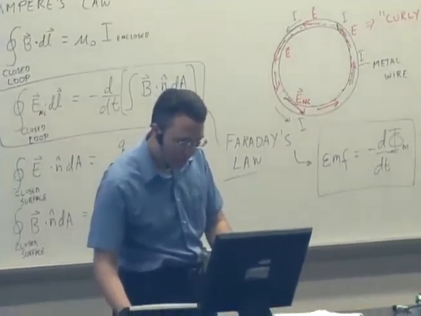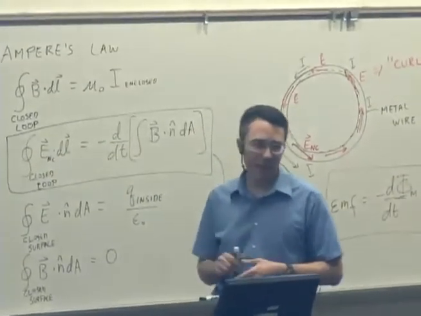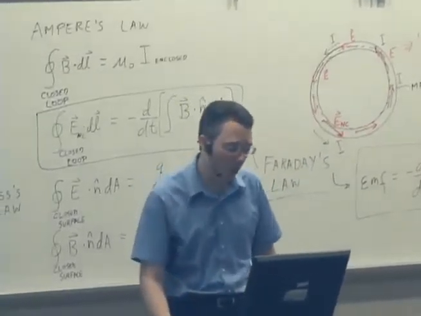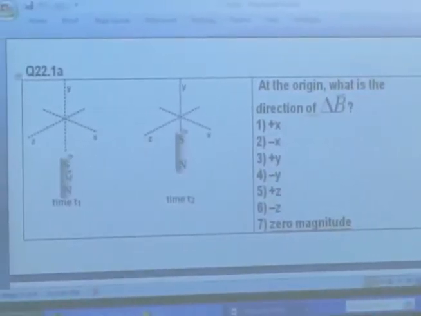Let's take a look at a question or two. The first thing we want to do is remind ourselves how to find changes in vector quantities, so let's think about finding delta B. Here is a bar magnet. The South Pole is closer to the origin than the North Pole. At time t1 it's here, and then we're moving it closer. At time t2, the bar magnet's closer to the origin than it was earlier. What's the direction of delta B? We want to figure out the direction of the change in magnetic field.